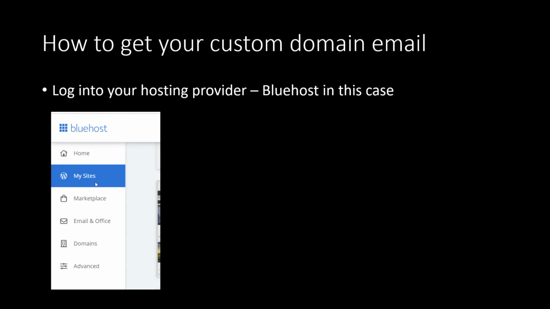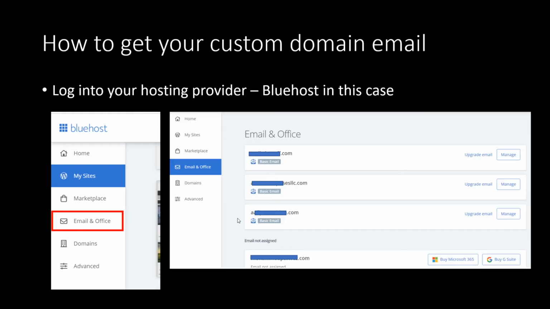Once you log into Bluehost, you have an option to show all the sites that you have added your domain to. It will show all the domains that you have added. Also, there is an option called Email and Office. Once you click here, it will take you to a page where you can set up the emails for those custom domains, which I'm going to show you next.